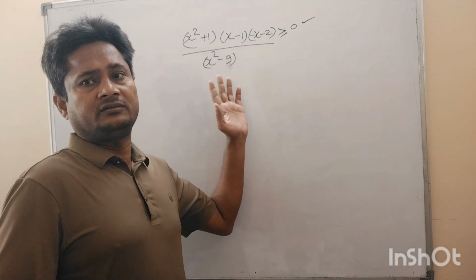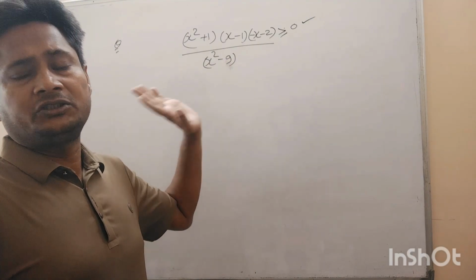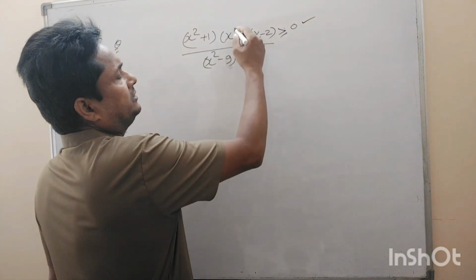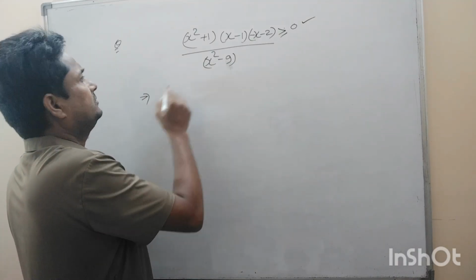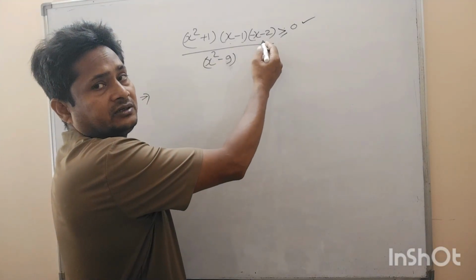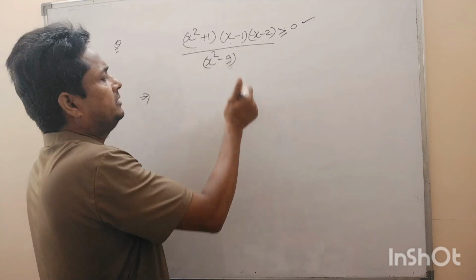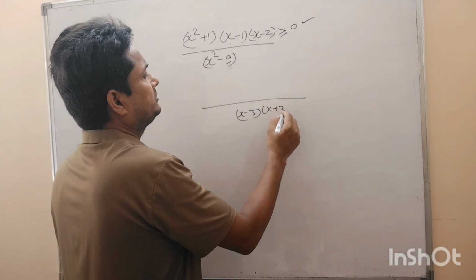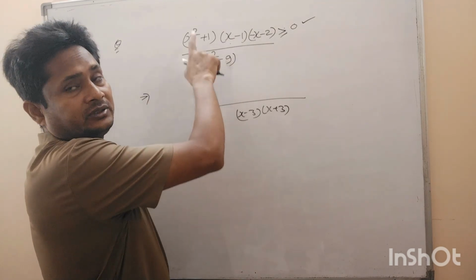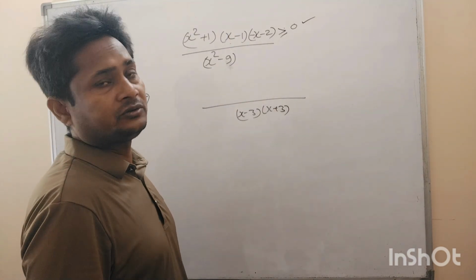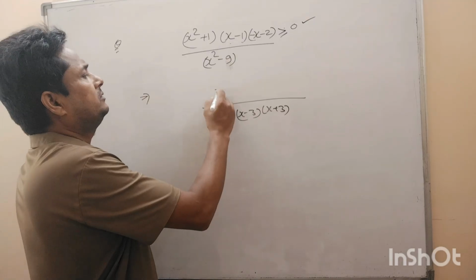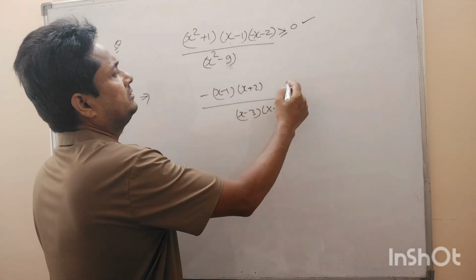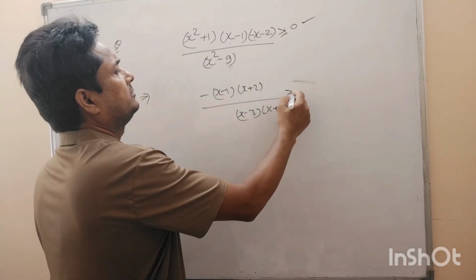First of all, factorize each term. So this is a linear term, and this is quadratic. You can factorize this one as x minus 3 into x plus 3. This cannot be factorized because it is giving imaginary roots. So leave that expression. Now write this one as x plus 2, minus sign, greater than or equal to 0.